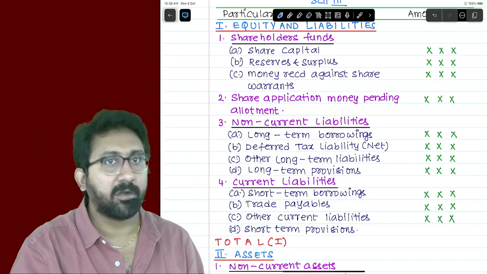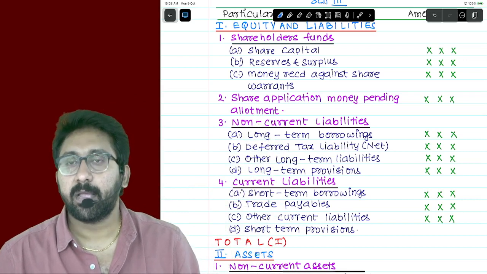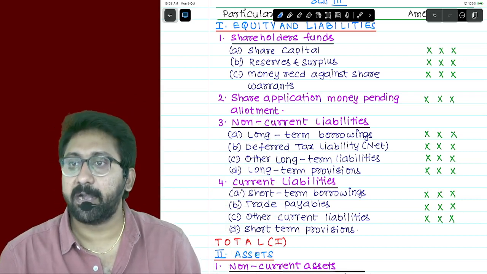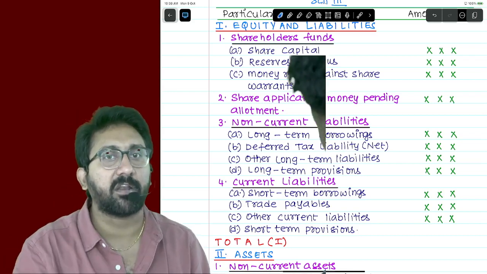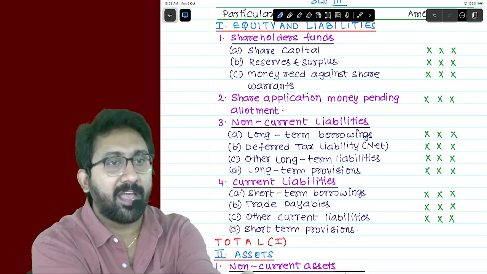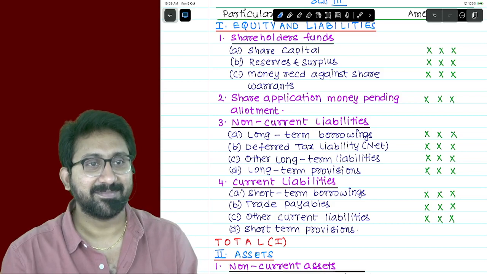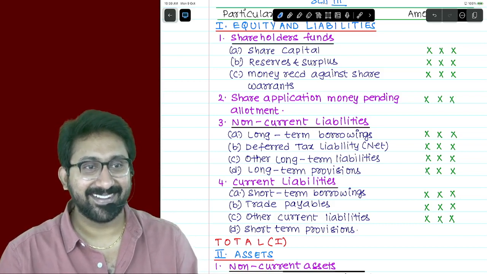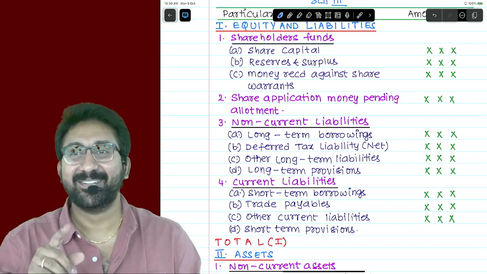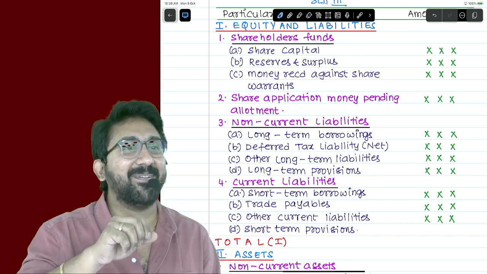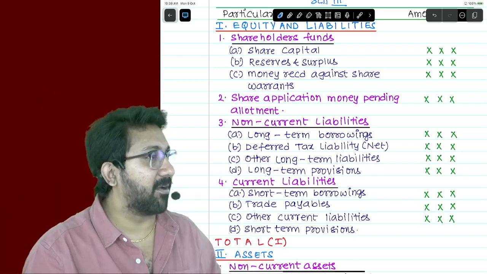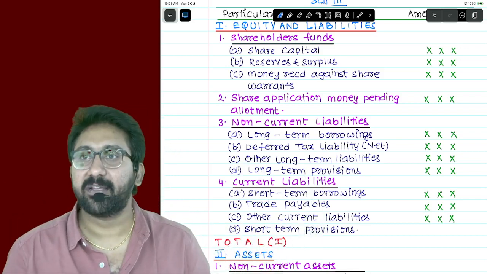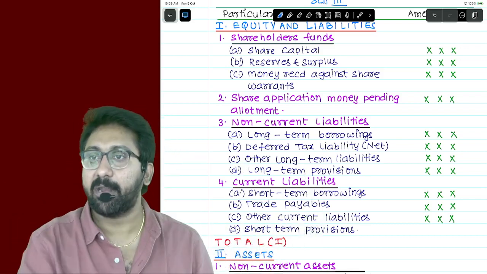Understood the point or not? What is the name? Application money pending allotment. That means application money received, but shares are not yet allotted. Allotment will be made within 60 days. In the meanwhile, where should I show that? Share application money pending allotment.